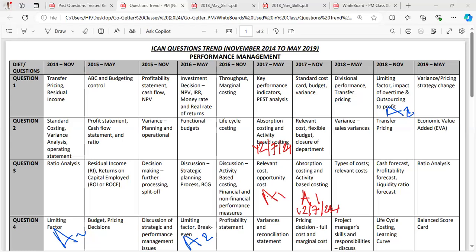Now before we talk about limiting factor questions, I would like us to get the steps to solving limiting factor questions. 1, there must be only one limiting factor, which is not sales demand. So it could be any other thing apart from sales demand. And it will be only one limiting factor, but there will be more than one product that is using the limiting factor.